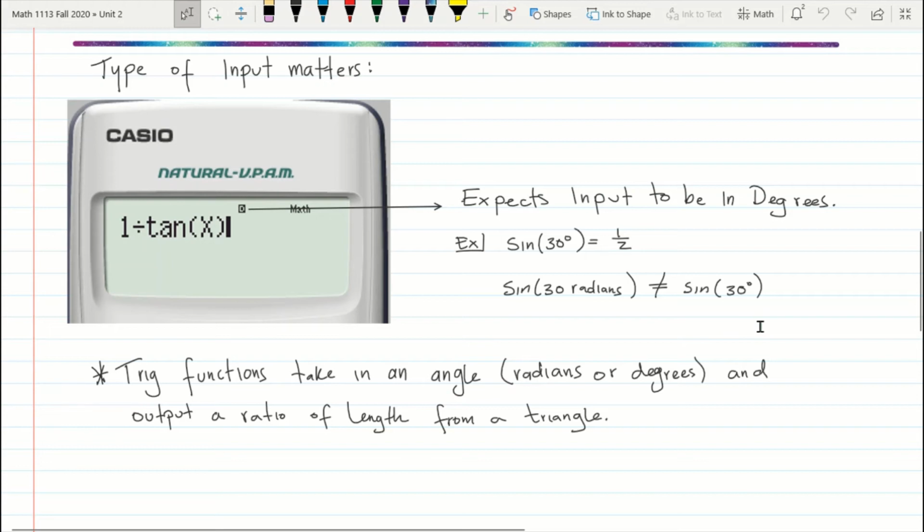Okay? So it's important to understand that trig functions take in as an argument an angle. So you're inputting an angle into the function sine, cosine, tangent, cosecant, whatever. And the output that you're getting is a ratio of the sides of the triangle, right? That's what you get back. It's some kind of ratio of lengths. That's the output. Okay?